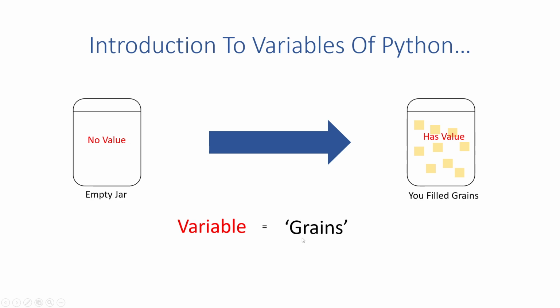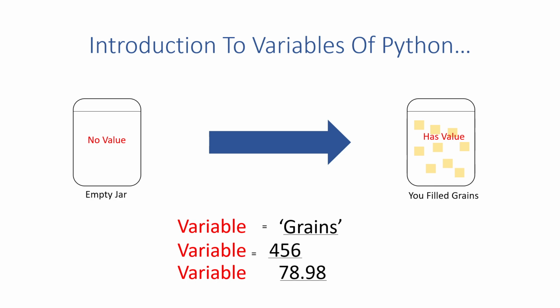There are more types of variables, but some of the most basic are three types: the string variables, the integer variables, and the float variables. Now, string variables are basically like any words, for example grains. The integer variables are integers, for example 456, and the variable type float has a decimal value, for example 78.98.